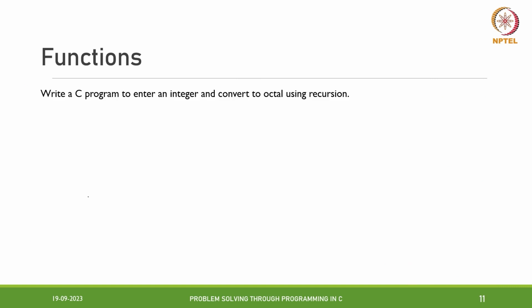All right. Okay. So the next question is a programming question. It's a C program to enter an integer and convert it to octal using recursion. So basically you are entering a decimal and you are converting it to octal. Octal meaning it will have digits from 0 to 7, right? It's a base 8 number system. So our integer is base 10 and octal is a base 8 number system.